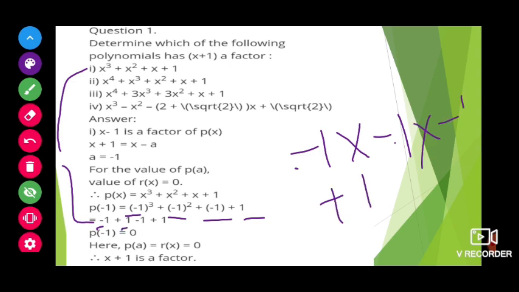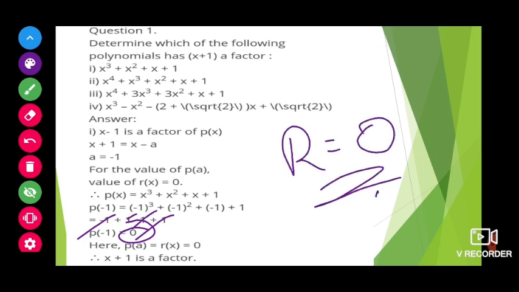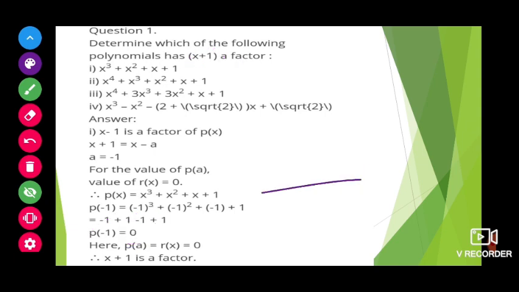But if we multiply three times, minus of minus is plus, plus of minus is minus, so the first term will be minus 1 only. Next, minus 1, and plus 1. Now minus 1 plus 1 cancel, and the remaining is 0. So if it leaves the remainder 0, what can we conclude? The given divisor is a factor of this expression.